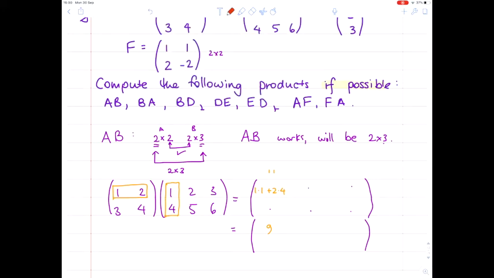Okay, if we have a look at this entry over here, this is the 1, 2 entry. So this says take the first row of A and dot it with the second column of B. So over here, we're going to get 1 times 2 plus 2 times 5. And that gives us 12 as the actual entry.